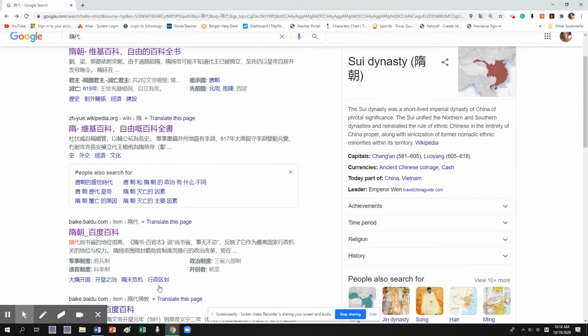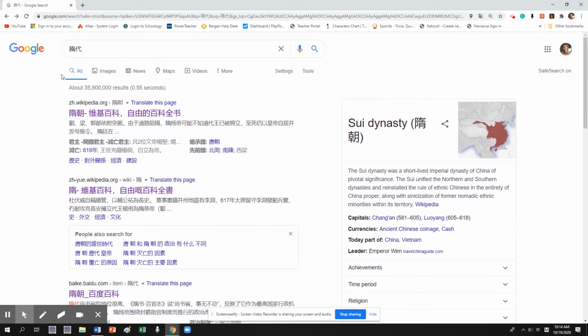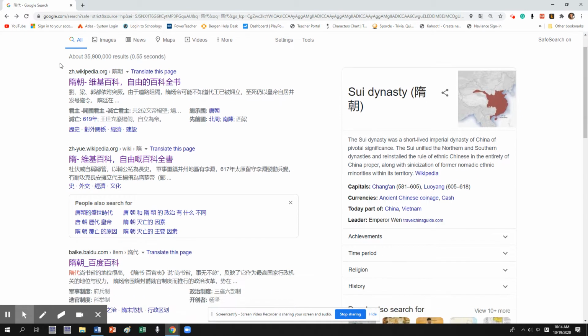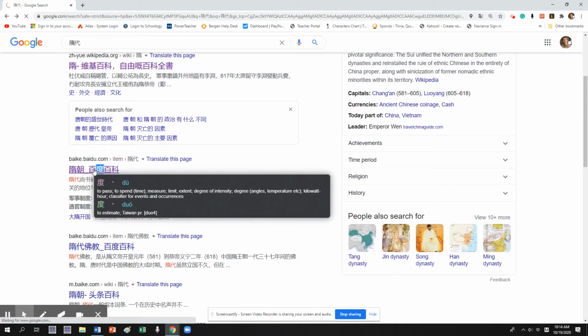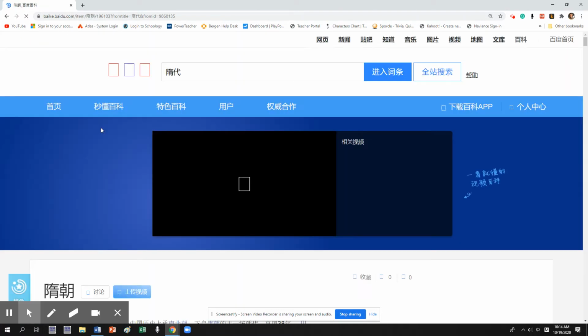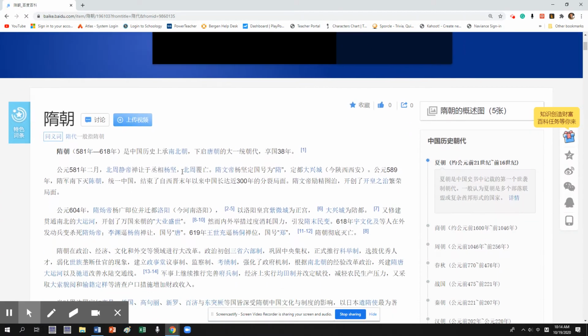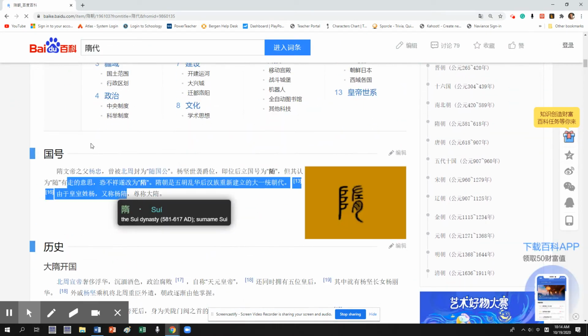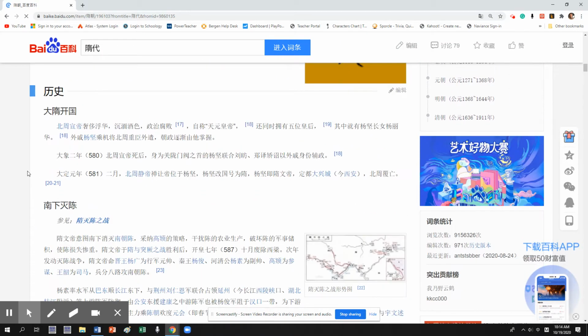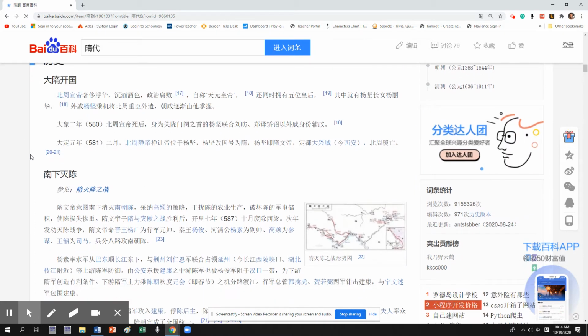So what you should do is Google search your dynasty. My example is the Sui dynasty. And so I'm going to choose Baidu on the Sui dynasty. And I'm going to scroll down past the general introduction and past how the dynasty got its name. And I'm going to go right to the history and how the dynasty got started.